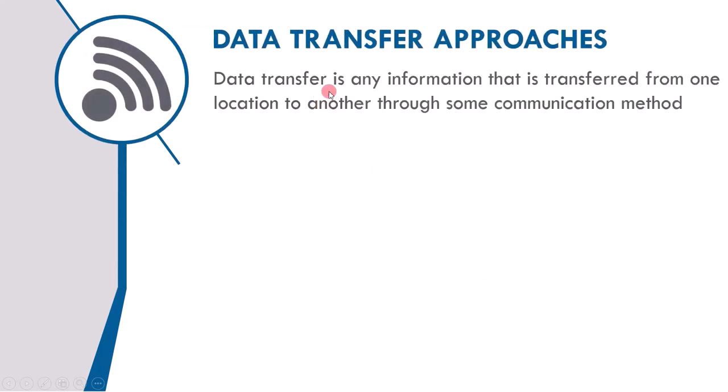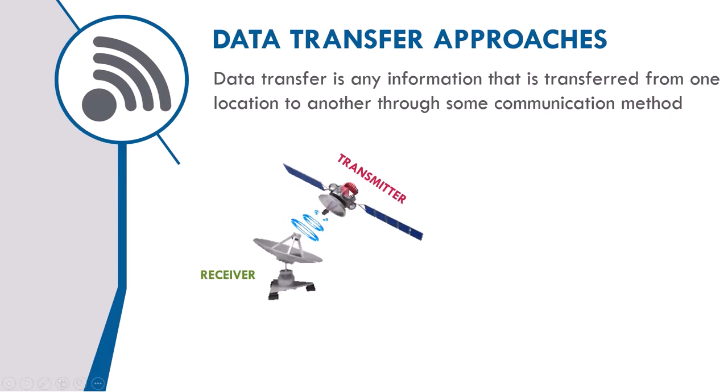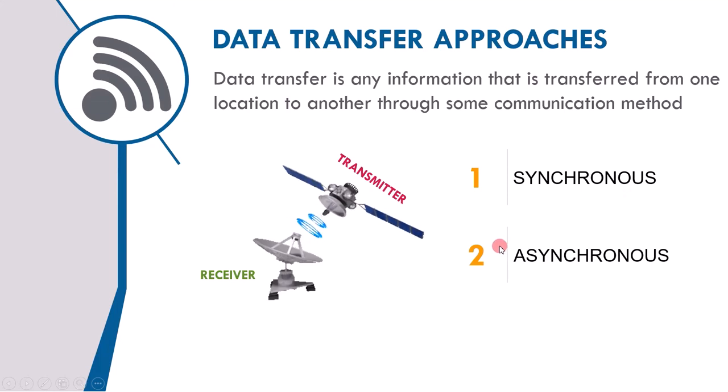Data transfer is any information that is transferred from one location to another through some communication method. Here, the sender of data is called the transmitter, and the receiver of data is called the receiver. This transfer of data can be possible in two ways: synchronous, which is also known as continuous mode, or asynchronous, which is known as store and forward mode. Let's see the two approaches in detail.